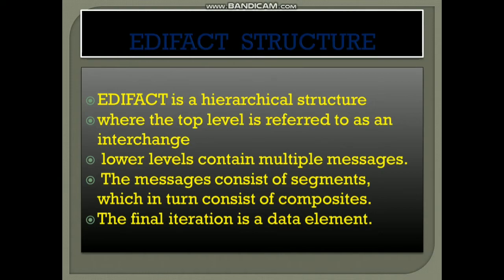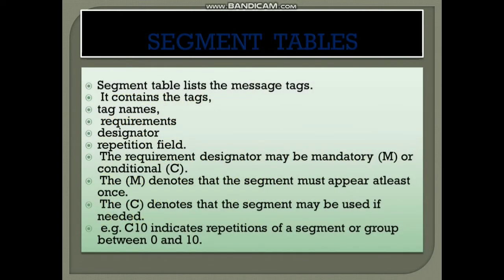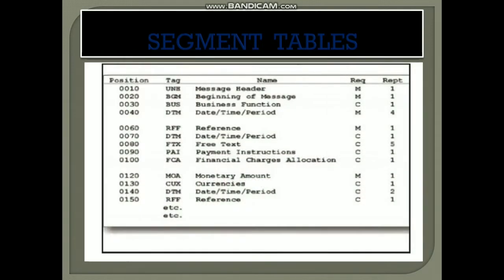Then the next one is segment tables. In your textbook there would be a diagram like this. If you look at this image, you can clearly understand the segments are in a table-like structure, and you will have a tag, a tag name, and R, which denotes requirement, and REP, which denotes repetition field. Each and every one has its own meaning.